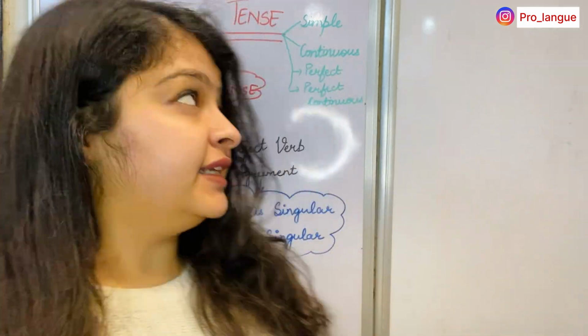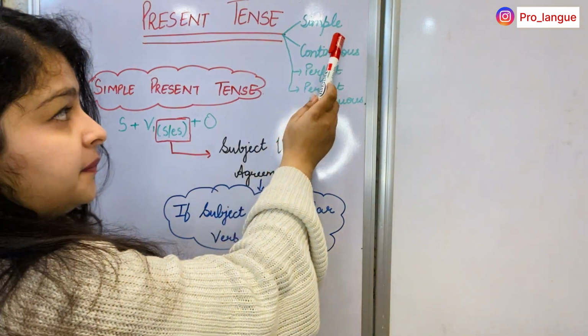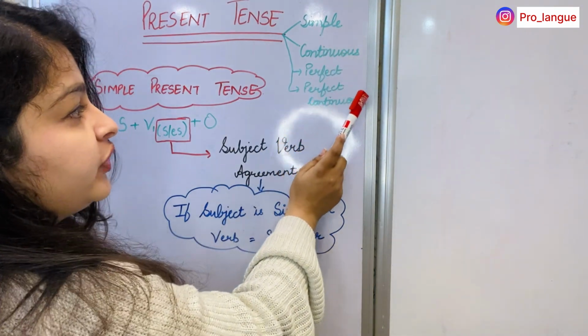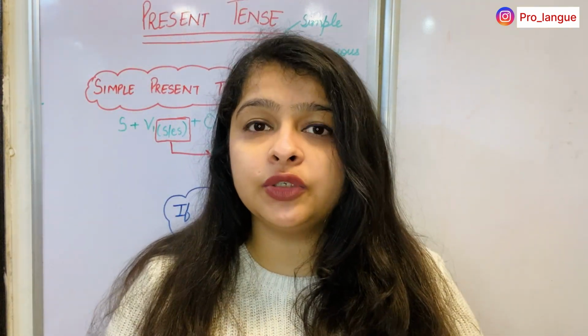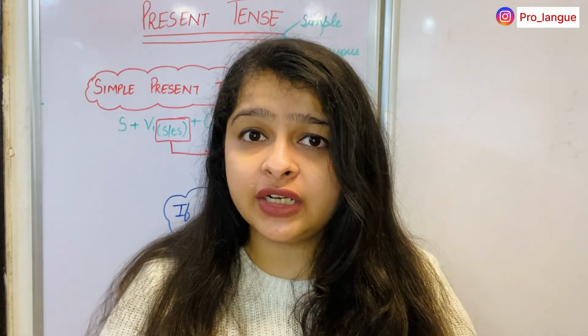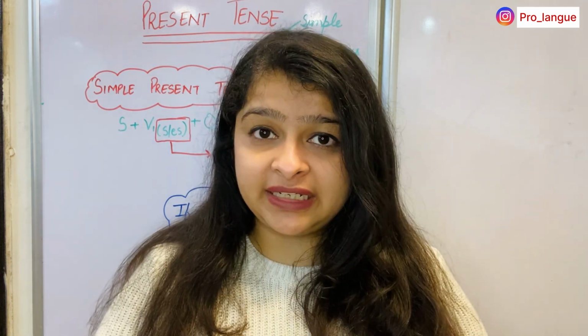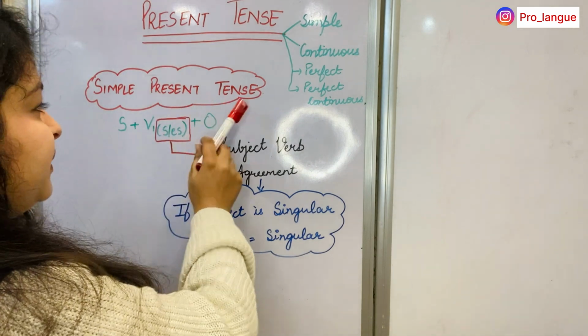So we all know that present tense, or any tense, is of four types: simple, continuous, perfect and perfect continuous. It is not very tough to remember the rules, but what is actually difficult is to understand the application. First of all, we'll start with the simple present tense.